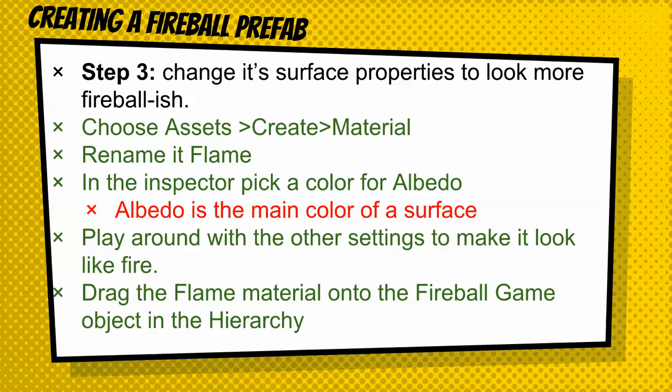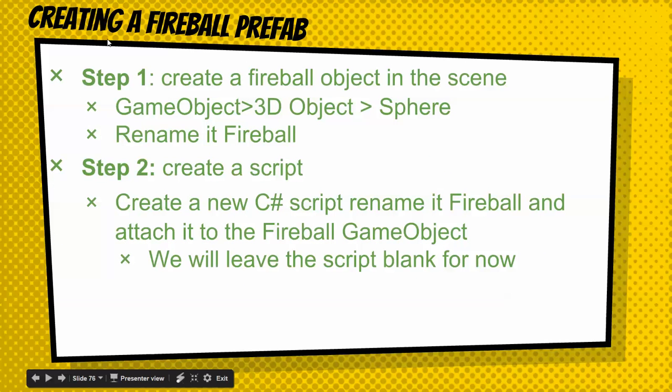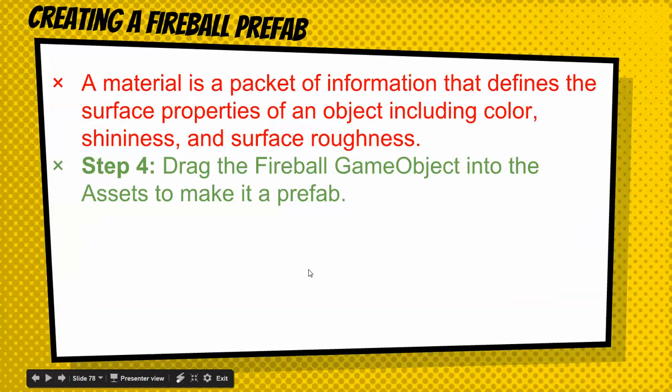Basically, if you hadn't guessed, this is the process of creating the fireball prefab. We're making it from scratch. Write this down in your notes: a material is a packet of information that defines the surface properties of an object, including color, shininess, and surface roughness.